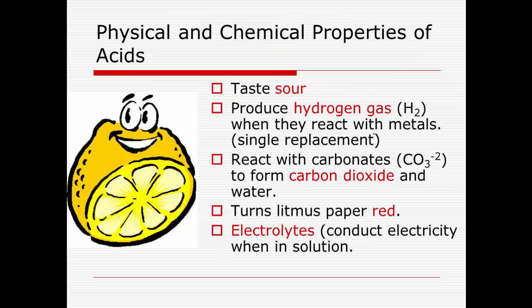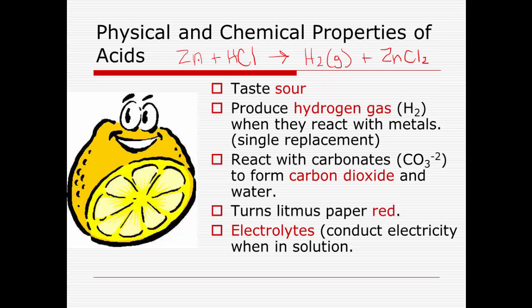So what are those properties for acids? First off, they taste sour. So things like lemon juice, citric acid, things like that, they taste sour. They produce hydrogen gas when they react with metals, and that's a single replacement reaction. So a real quick example of that would be zinc and hydrochloric acid. The zinc would kick out the hydrogen, so hydrogen gas is released, and then zinc chloride is left behind.